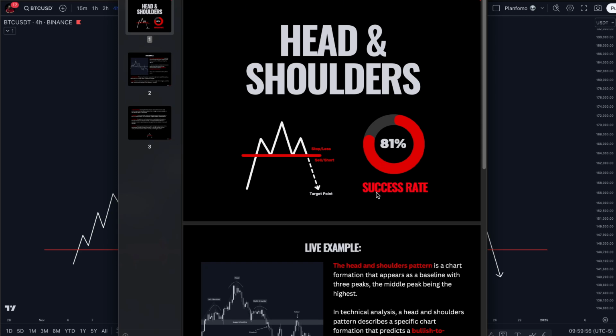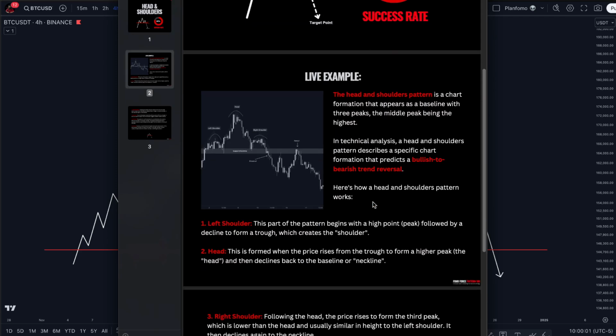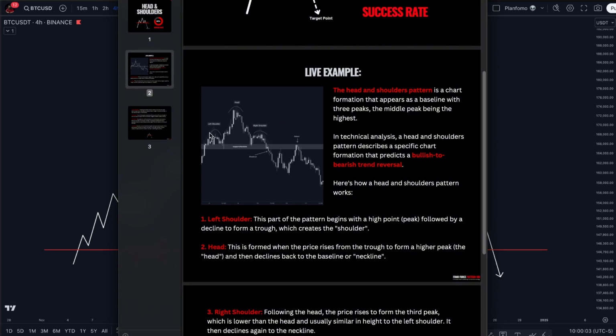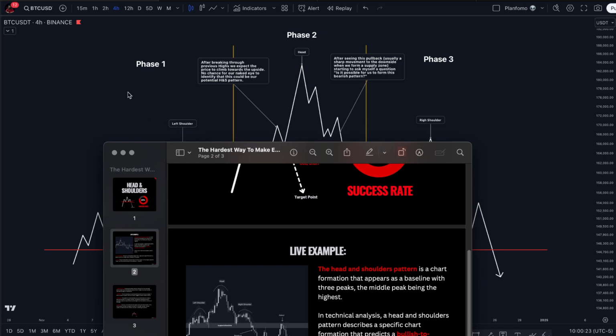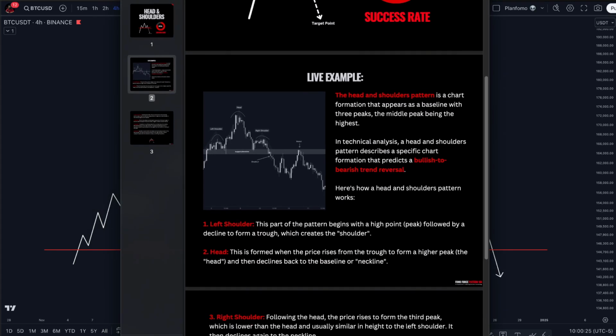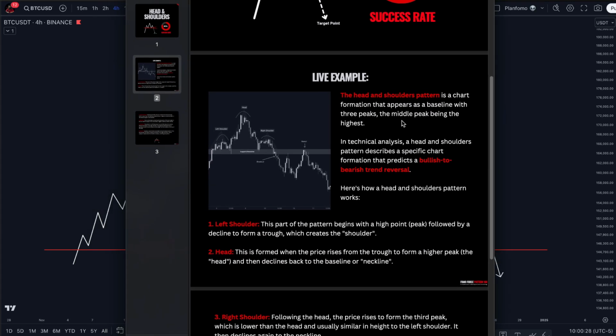But using this simple concept, the head and shoulders pattern is like a live example here. We see the left shoulder, the right shoulder, and in the middle we see the head. In between all of those peaks, we see a neckline that acts as a support. The head and shoulders pattern is a chart formation that appears as a baseline with three peaks right here. We see those three peaks, 1, 2, 3, with the middle peak being the highest, which we call the head.